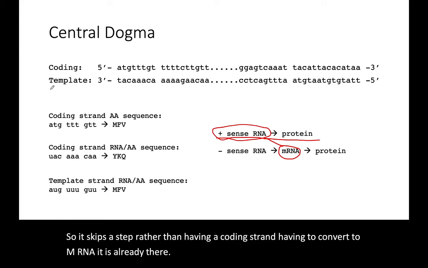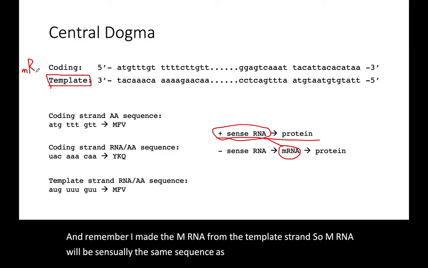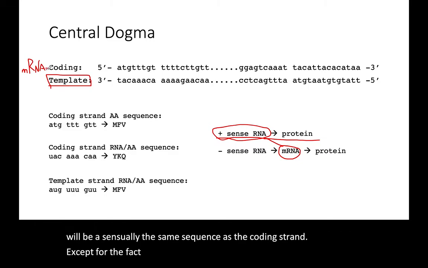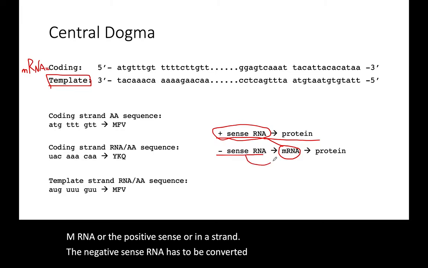And remember, I made the mRNA from the template strand. So mRNA will be essentially the same sequence as the coding strand, except for the fact that the T's in the coding strand will be U's in the mRNA or the positive sense RNA strand. The negative sense RNA has to be converted from RNA to RNA, which can then be converted to protein.